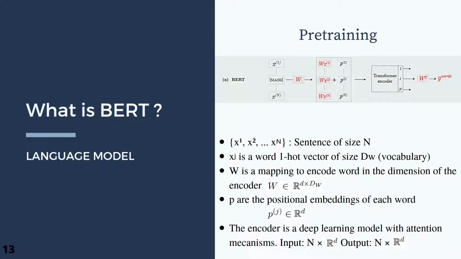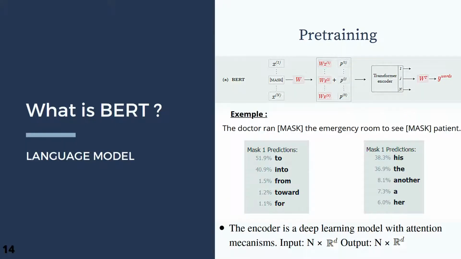The encoder is a deep learning model with an attention mechanism. I will not talk about it in detail, so let's just consider it as a black box. This black box receives n vectors of size d and will output n vectors of size d. Each of these vectors corresponds to a word, and we expect that multiplying this vector by the transpose of W with a softmax layer will give a distribution of probability over words. The distribution of probability is Y word, and its size is the size of the vocabulary.